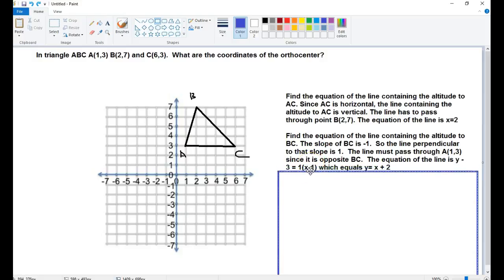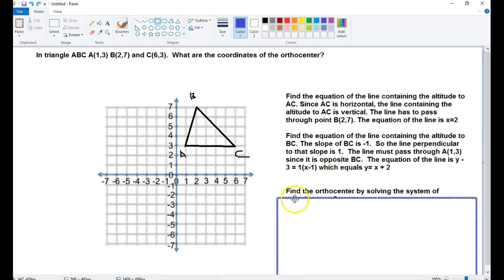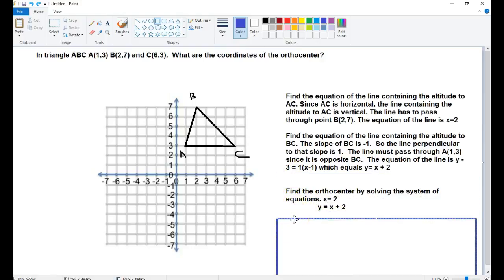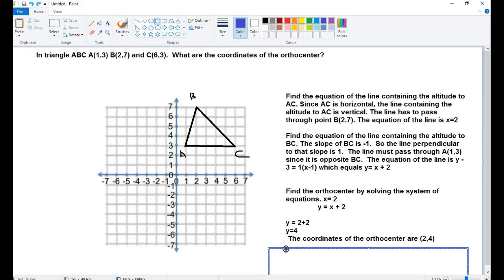So the equation of the line is y minus 3 equals 1 times x minus 1. So y minus the 3 point, slope times x minus the 1 point. And I can simplify this into y equals x plus 2. Then from here, all I need to do is solve this system of equations. So x equals 2 and y equals x plus 2. Those are my two lines that I know. So y equals 2 plus 2, y equals 4, so my orthocenter is (2, 4).